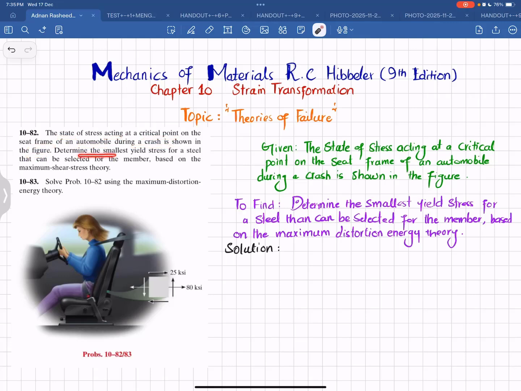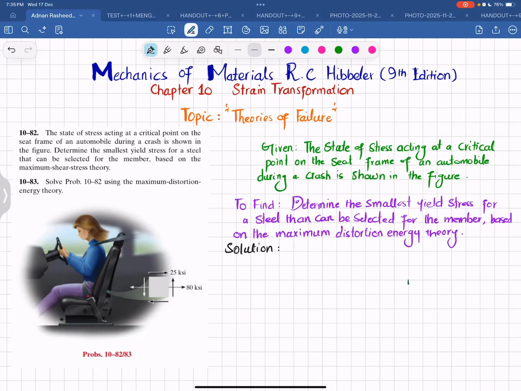Determine the smallest yield stress for steel that can be selected for the member, based on the maximum distortion energy theory. You can see this is the element and the state of stress is shown over here. Clear? You have to find the minimum yield stress for the material. So let's start with the solution.